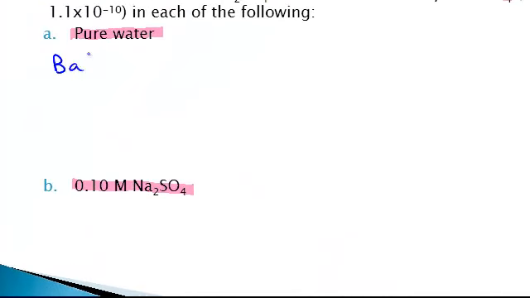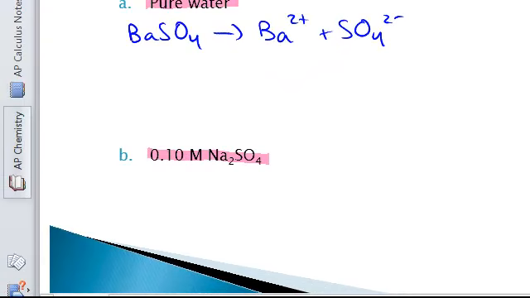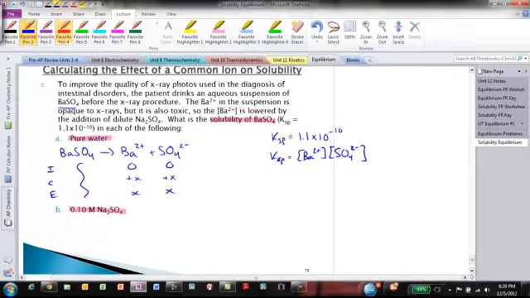So we're going to write a solubility equation, BaSO4. Okay, and our Ksp is 1.1 times 10 to the negative 10th. And our Ksp equation is going to be Ba2+ times SO4 2-. Alright, so in this first one, if you put it in pure water, we don't care about the solid, there is no barium and no sulfate. We go plus X, X and X. And we simply plug into our Ksp, 1.1 times 10 to the negative 10th equals X times X.